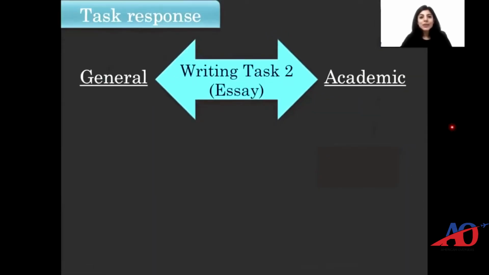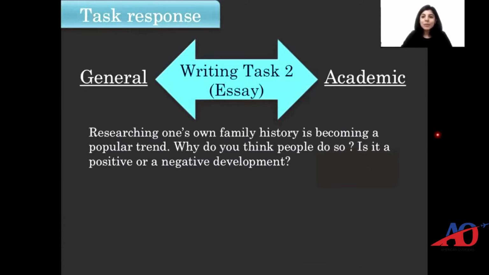Writing task 2, that's an essay in both general and academic test. The task response is evaluated keeping in mind whether you have responded to all the parts of the topic. For example, your topic is researching one's own family history is becoming a popular trend. Why do you think people do so? Is it a positive or a negative development? Now there are 2 questions, that means 2 parts to this topic. Make sure that you address both the parts of the question.